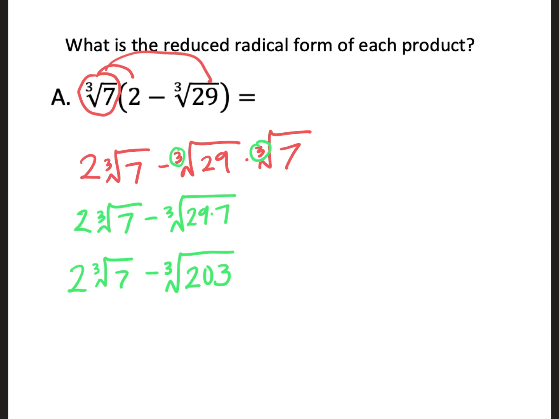For this one, we had 2 cube root of 7 minus the cube root of 203. For 203, I'm looking for a perfect cube that goes into it. There isn't one, so this is going to be your final answer: 2 cube root of 7 minus the cube root of 203.